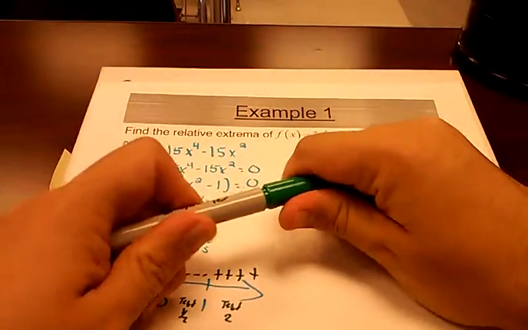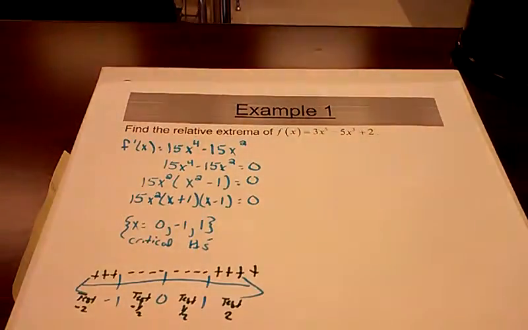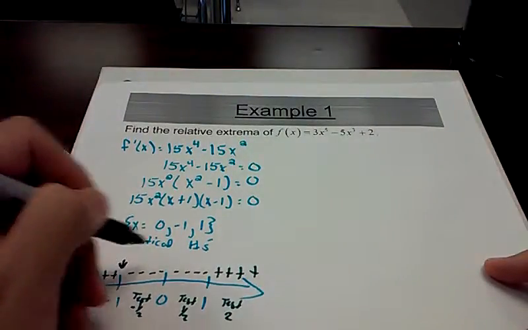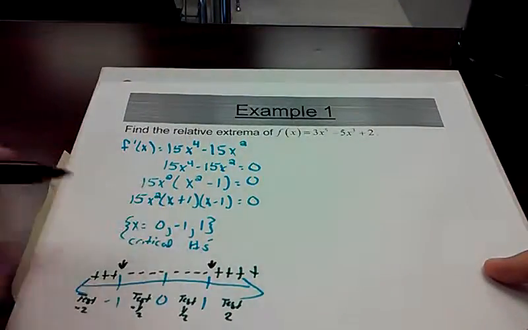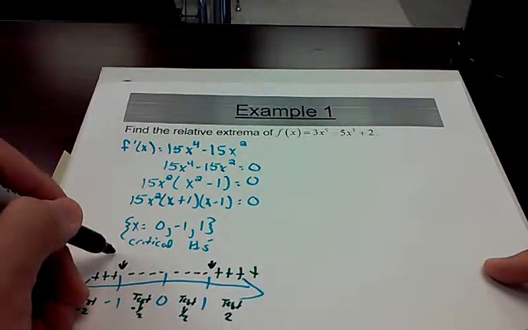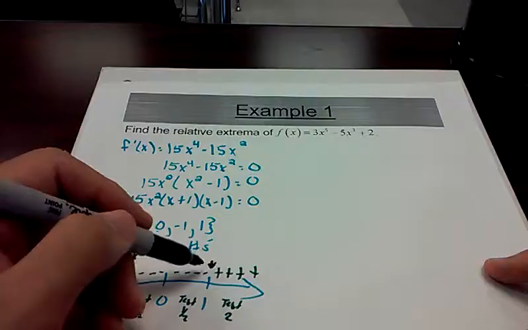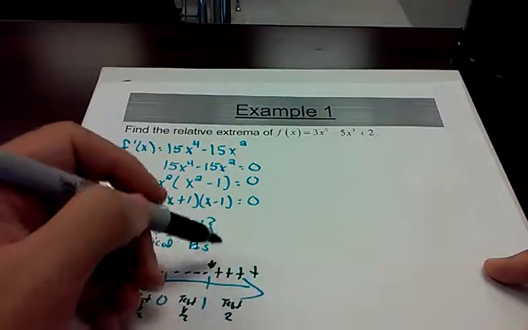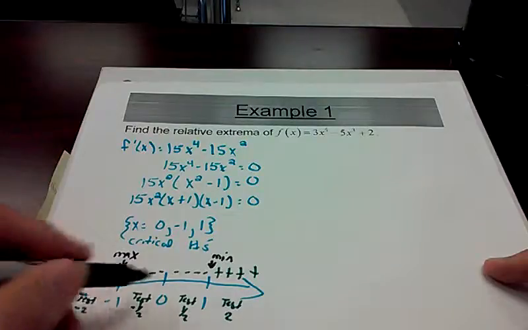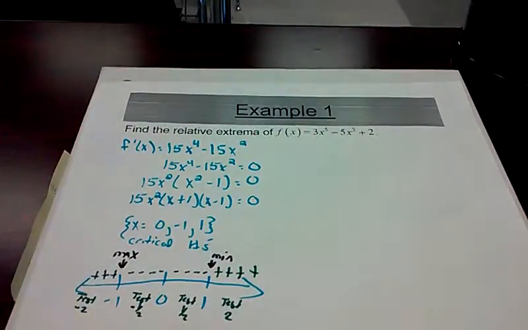Now remember, you have a relative extrema if the derivative changes signs, and the derivative changes signs here, and it changes signs here. Now notice it goes from a positive to a negative, so that means that this is a relative max, and then this is a negative to a positive, so that's a relative min. So I have a relative min at 1 and a relative max at -1.